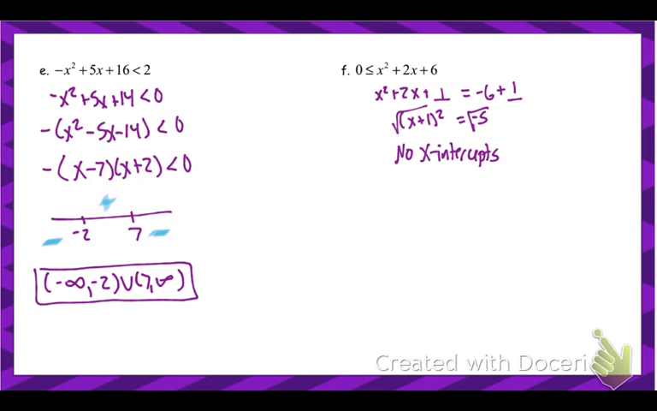So let's think about what this graph looks like. If there's no x-intercepts, that means that this graph opens up. It opens up, it doesn't cross the x-axis. So now we can answer our question. We want to know when this graph is positive. Well, this graph is always positive. There's no x-intercepts and it opens up. It doesn't matter where it is. It can be anywhere over there, but wherever it is, it's always going to be positive. So this answer is all real numbers.